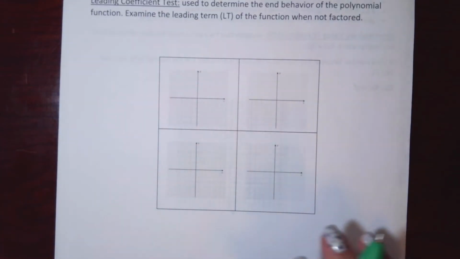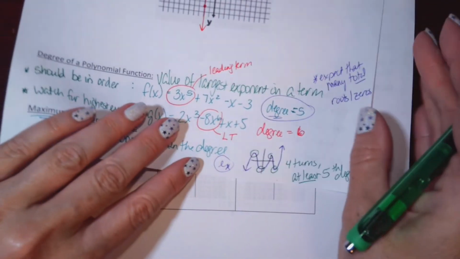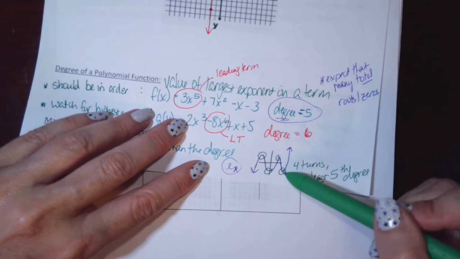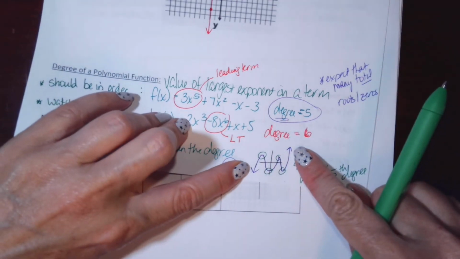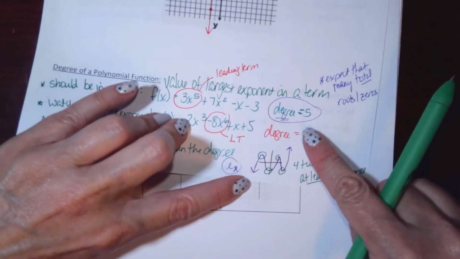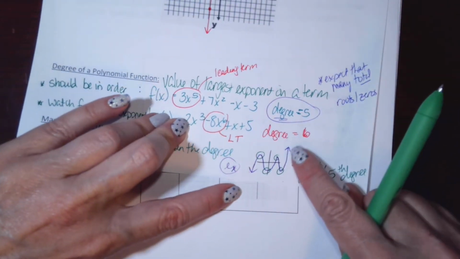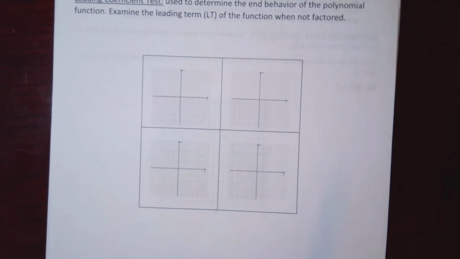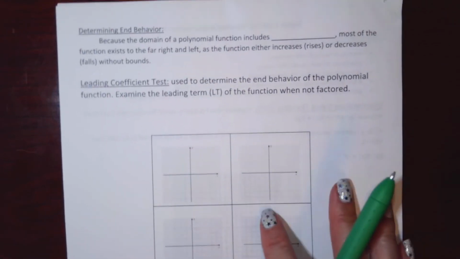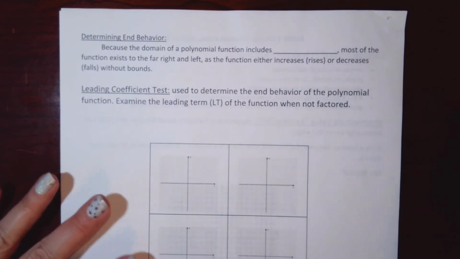Let's look at the next page of our notes, talking about end behavior. Now this function that I just sketched has some interesting bits going on. I've got hills and valleys, I've got turns, but most of the function exists at these ends where it goes on toward infinity. It either goes down or up forever and ever towards infinity. That end behavior is where most of my function happens.